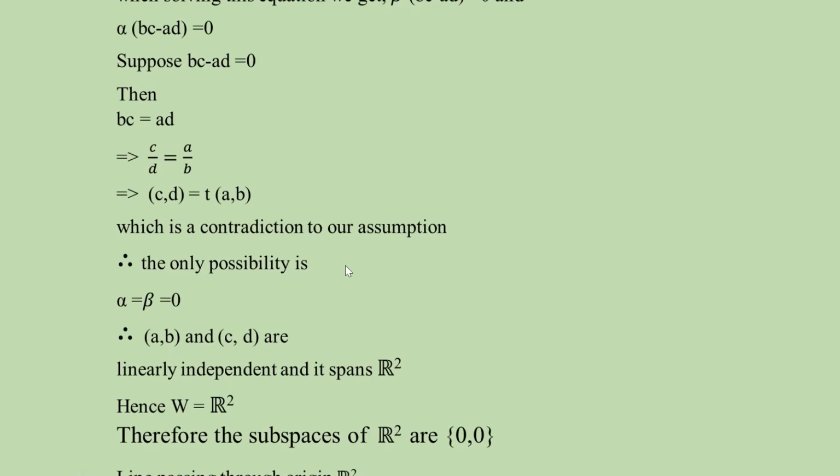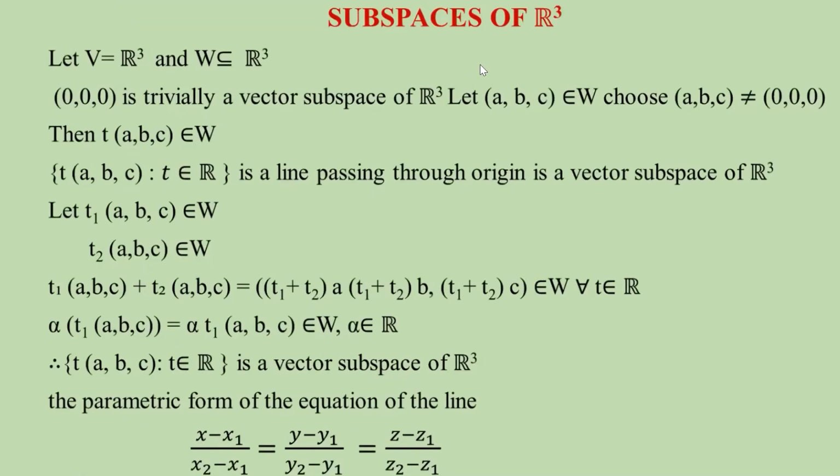So now we have seen the subspaces of R and R2, and now we are going to see the subspaces of R3. First, we let V equal R3 and W a subset of R3.